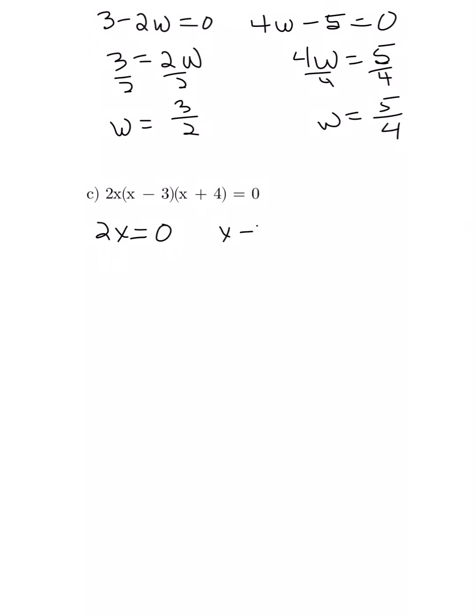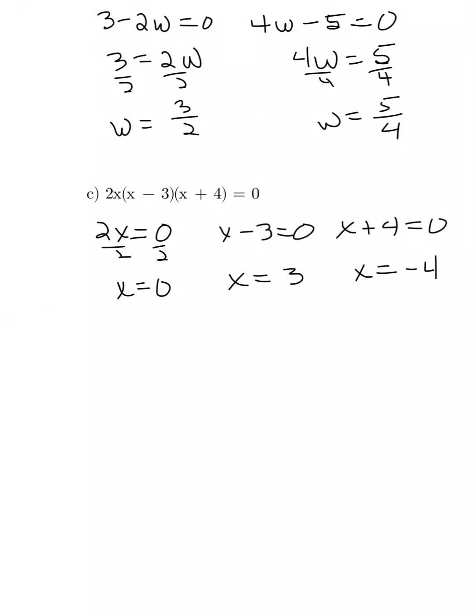So we're going to start out by setting 2x equal to 0. Then we're going to set our first quantity equal to 0, x minus 3 equals 0. And then our second quantity of x plus 4 equals 0. So this time we have three little equations to solve. On the first one, we're going to divide by 2, and 0 divided by 2 is 0. So we get a first possibility of x equals 0. On the second one, we're going to add 3, and we'll get x equals 3. On the third one, we're going to subtract 4 and get x equals negative 4.